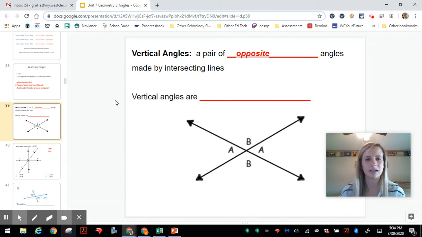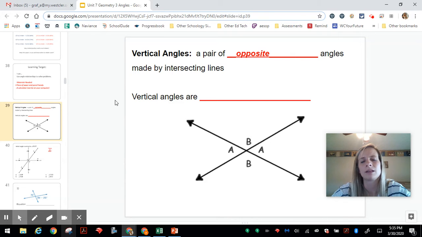The next thing I'd like to, so you should have your first 2 boxes on the top filled out. So you've got vertical angles and they are opposite. The next thing I would like you to do is draw that picture there. So you have 2 lines that cross each other, right? If I'm looking at the ones that are opposite, so for example, B and B, I'm going to draw in B and B.